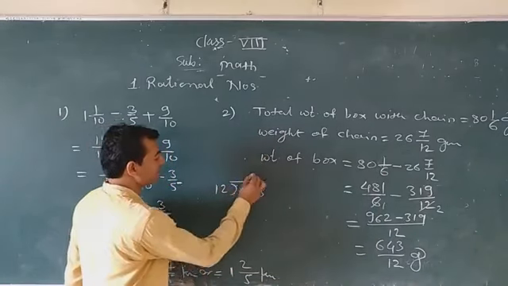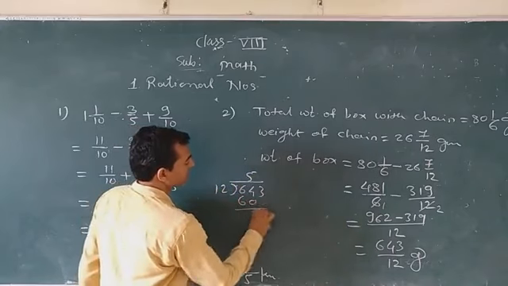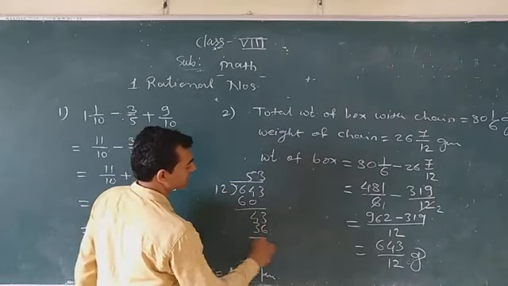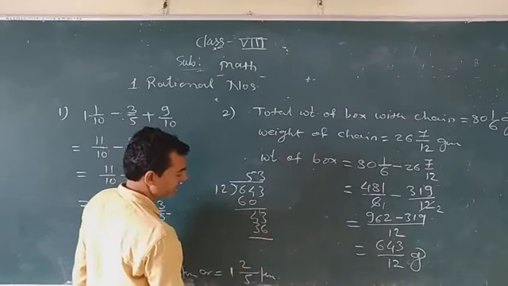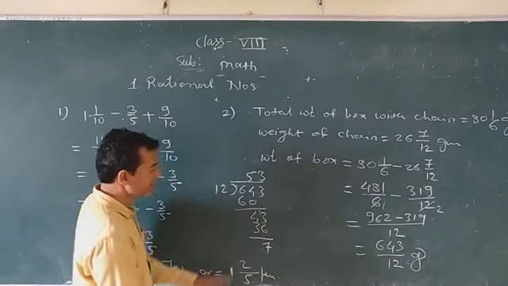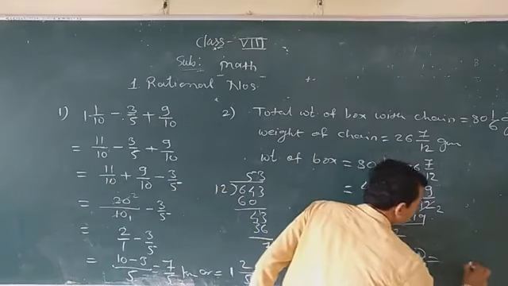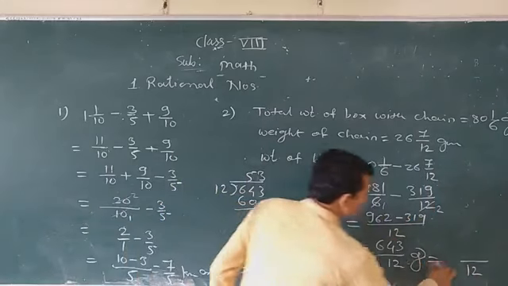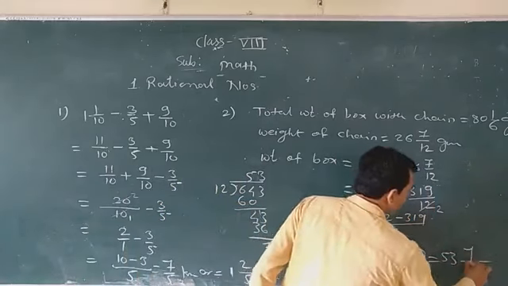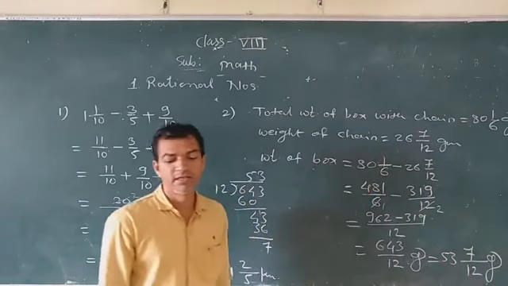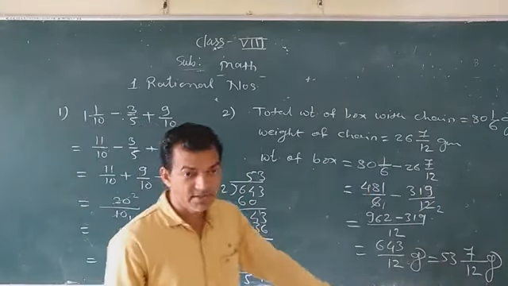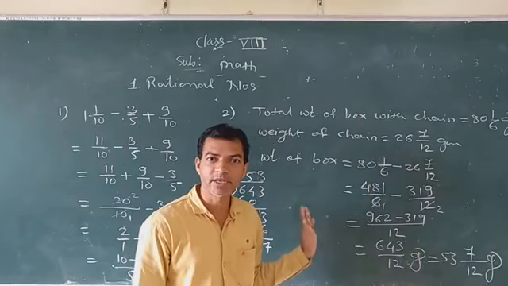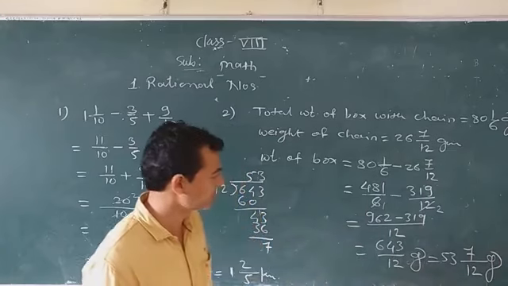Okay. 12 5s are 60, then 12 4s are 48, 12 3s are 36. And what is the answer here? 7. Okay. Means you can write here this 12 remains as it is. Then 53 you have to write here, and that 7 you have to write over it. And at last you have to write the answer. The weight of the box is 53 integer 7 by 12 gram. Okay, understood? Like this, write down this problem.